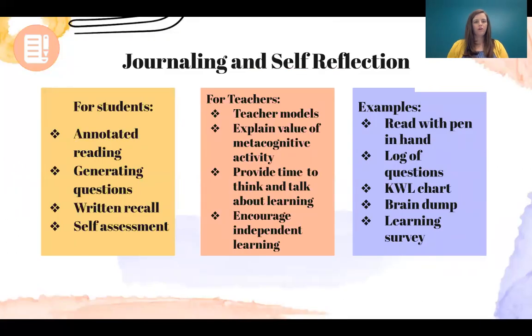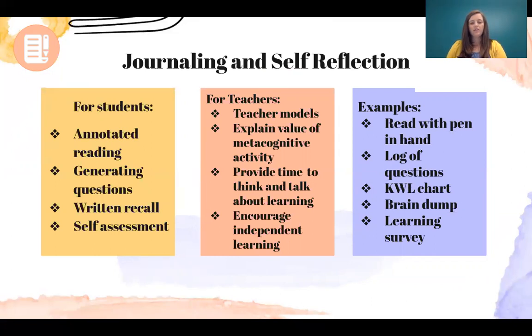Our third practice is journaling and self-reflection. For students, an example of this is annotated reading, where they're writing and highlighting as they go. Generating questions, where they can generate questions as they are learning or at the end of a unit. Written recall, to recall at the end of a unit or during a unit or for checks for understanding. And self-assessment, providing autonomy for students to understand their learning and where they need to work.